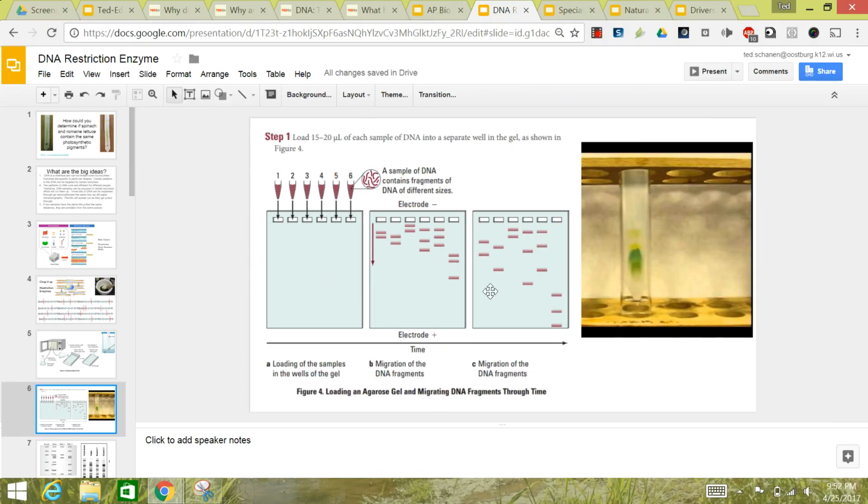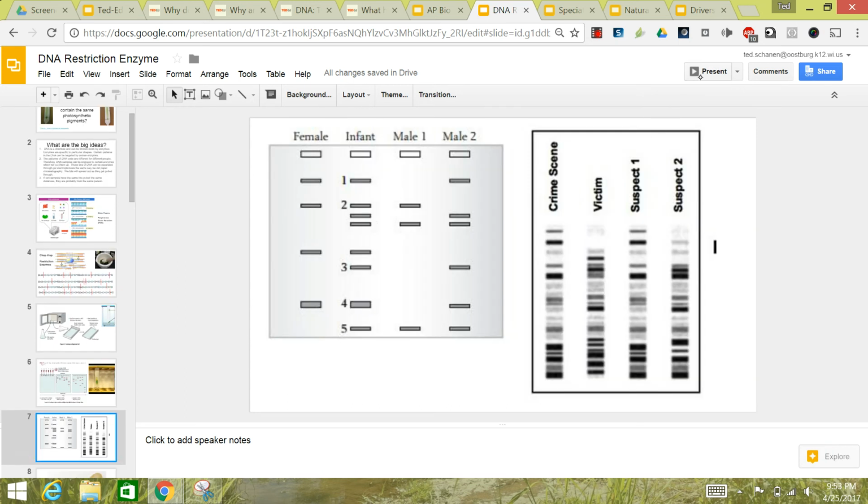Okay, so again, different little fragments here. Those little bits from each sample get shot into these wells, and then over time, the smaller bits are going to get pulled through faster and make it further away. When it's done running for a certain amount of time, we can take a look at the pattern and try and make some analysis.